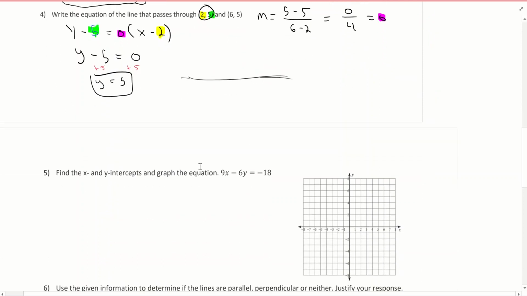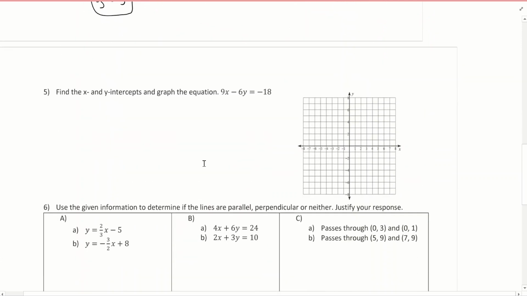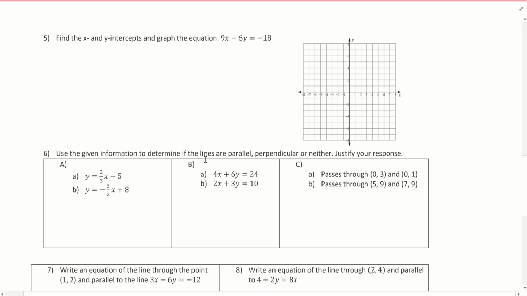All right, let's keep going. Number 5 says find the x and y intercepts of this graph. So in this case, we have to remember if I'm finding an x-intercept, that means the y coordinate is 0, right? Anytime you're on the x-axis, the y coordinate of those points is 0. So we are plugging in 0 where we see y, right? So we have 9x minus 6 times 0, right? We're replacing y with 0.